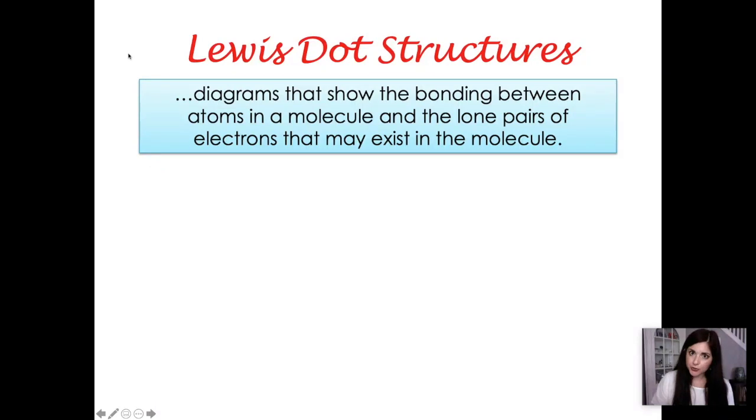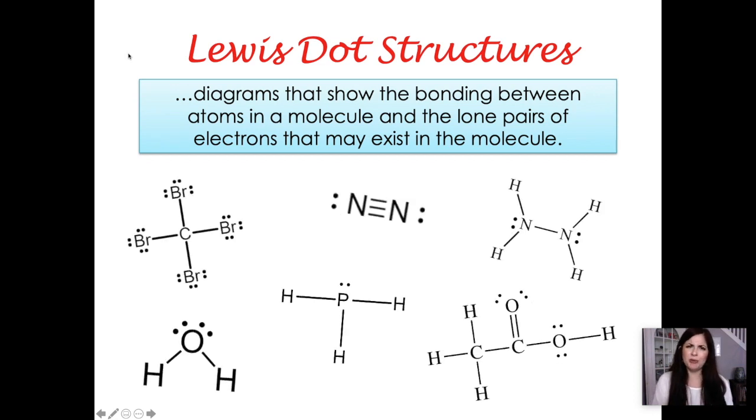A Lewis dot structure is a diagram that shows the bonding between atoms in a molecule and the lone pairs of electrons that may exist in that molecule. I know many of my students get very comfortable with drawing Lewis dot structures, which I'm always very happy about. They're almost like little puzzles with the elements. Based on how many valence electrons those main group elements have, we can show how they're going to combine with other elements. So here's a whole bunch of examples of Lewis dot structures, just so you familiarize yourself with what they are.